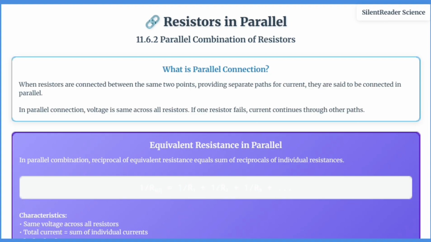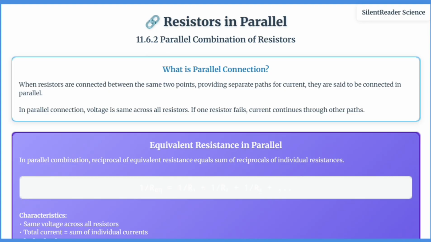Now let's examine parallel combination of resistors. When resistors are connected between the same 2 points, providing separate paths for current, they are said to be connected in parallel. In parallel connection, the voltage is the same across all resistors. If one resistor fails, current continues through the other paths.